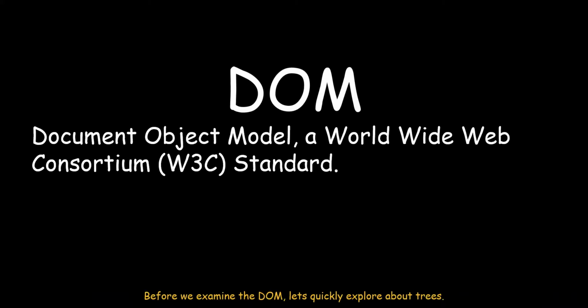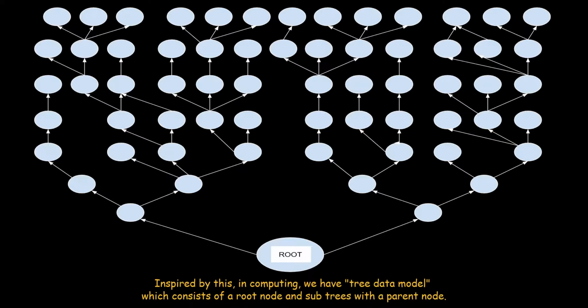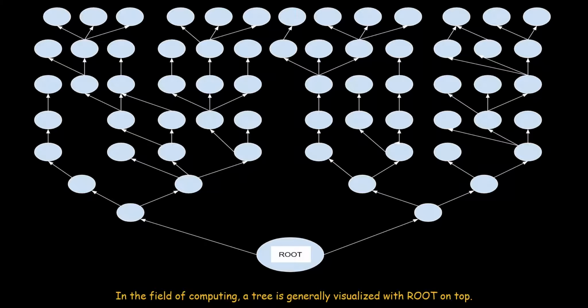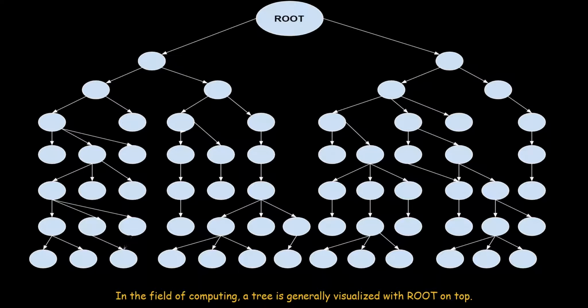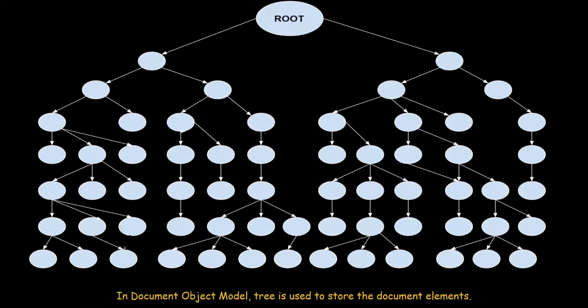Before we examine the DOM, let's quickly explore trees. Theoretically, a tree can store an infinite amount of leaves, provided with infinite space. Inspired by this, in computing, we have the tree data model, which consists of a root node, and subtrees with a parent node. In computing, a tree is generally visualized with the root on top. Storing data is one of the key applications of the tree structure. To be more specific, trees are extensively used in databases, file systems, search engines, the DOM, etc.